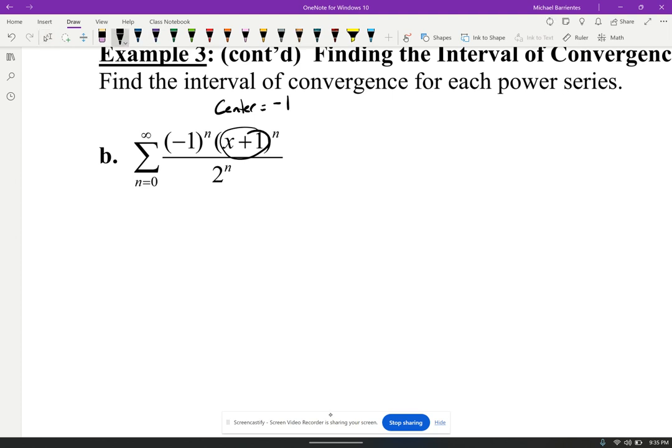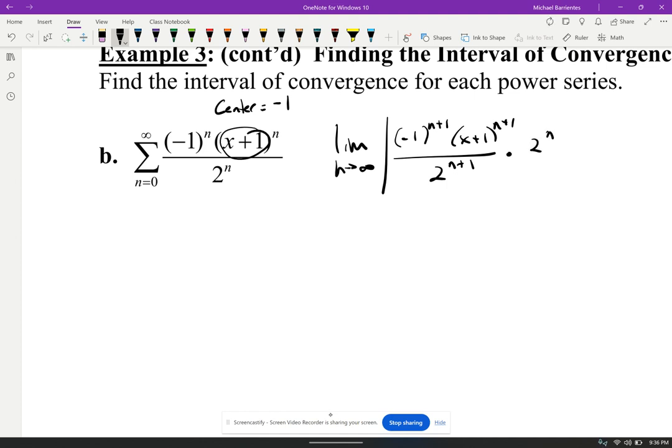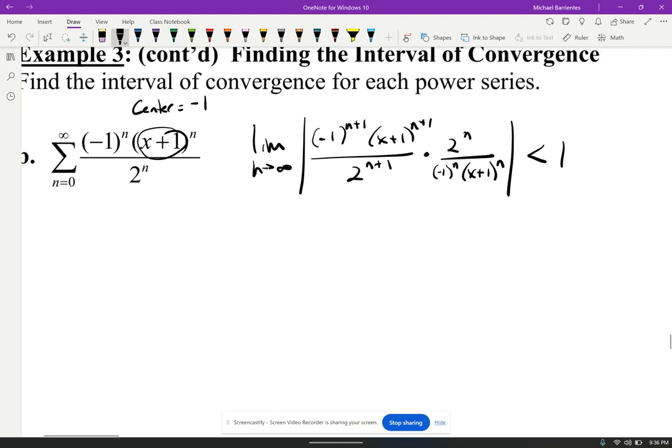But we're going to go ahead and do the limit as n approaches infinity of the absolute value of the n plus 1th term. That would be this times (x plus 1) to the n plus 1, all divided by 2 to the n plus 1. And I'm going to divide that by the nth term, but I can't really divide fractions, so we're going to multiply by the reciprocal. That's how we divide fractions. And we're going to make that less than 1 because we want it to converge.